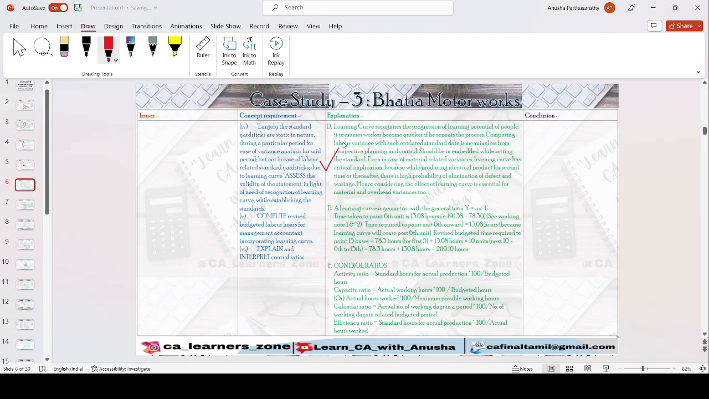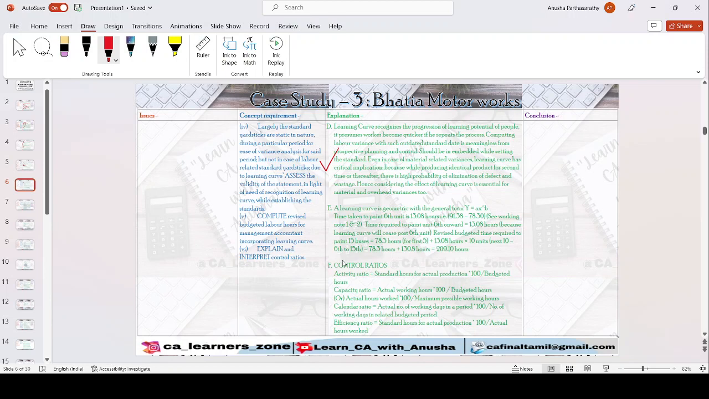Does the learning curve apply only to labor alone? No. Generally, it is also for the material, because as soon as you get to know the material, you will check for alternatives on how to reduce the defects. That's why the learning curve is also important for material.